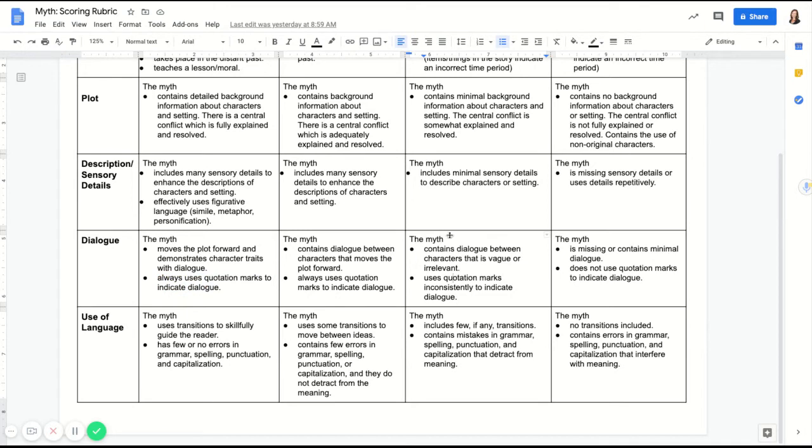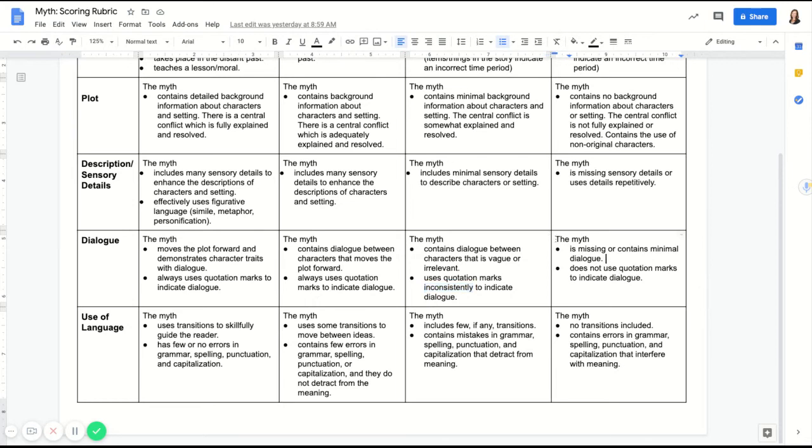To earn an approaching in the dialogue category, the myth contains dialogue between characters that is vague or irrelevant. Vague means unclear. Irrelevant means not related. Also, the myth uses quotation marks inconsistently to indicate dialogue. This means when you have dialogue, you are not always using quotation marks to show that it is dialogue.